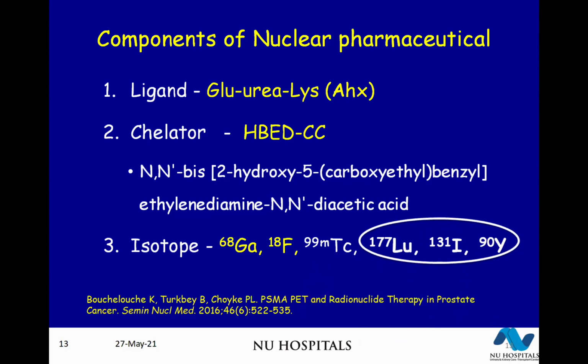Whereas lutetium-177 and yttrium are beta emitters which are mainly useful in theranostics, like radiotherapy, which we are using. So lutetium-177 and yttrium, indium are being used for that purpose. So these are the radio tracers which are commonly available and being used now.